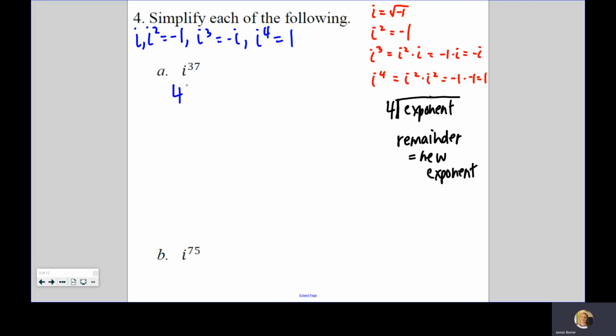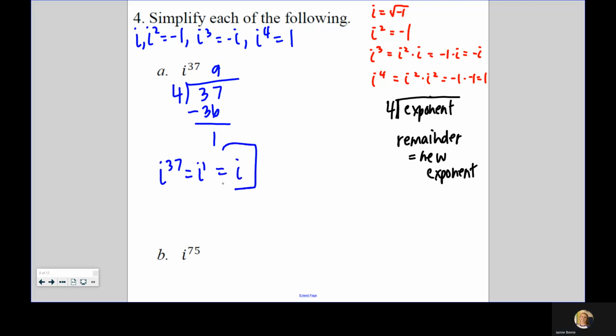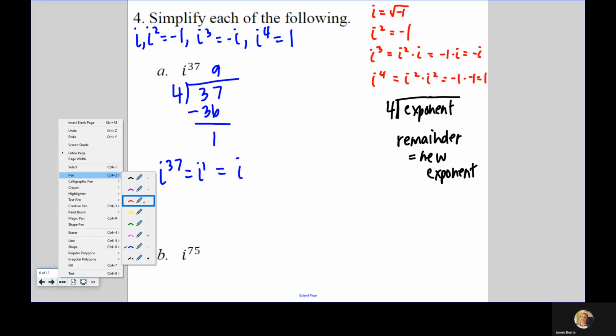So you're going to do 4, long division, 4 into your exponent. How many times does 4 go into 37? It goes in 9 times, right? 9 times 4 is 36, so subtract that. That gives you your remainder of 1. So that's our new exponent. So i to the 37th is equal to i to the first power, which is just i. And you're done. Let's write it in a different color, or circle it in a different color.